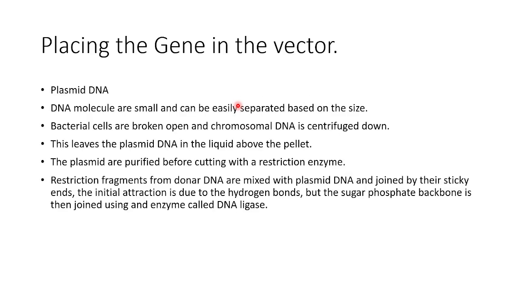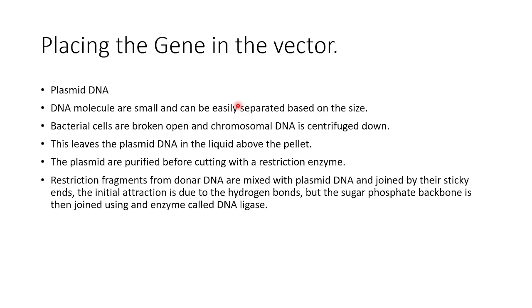Now you are placing the gene in the vector. So you have the plasmid DNA. The DNA molecules are small and can be easily separated based on their size. So bacterial cells are broken and the chromosomal DNA is removed. It leaves the plasmid DNA in the pellet. Now the plasmids are purified before cutting with restriction enzymes. It's very simple. Now you add the vector, you add the DNA, and it generates sticky ends.